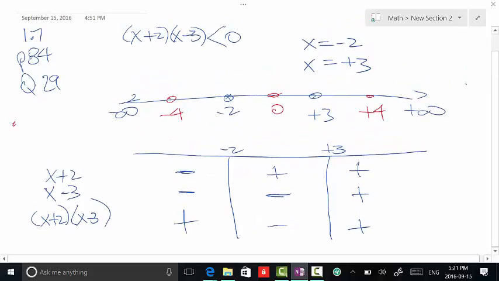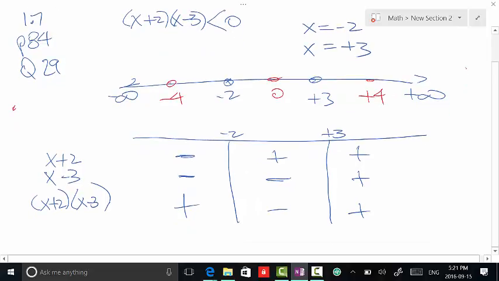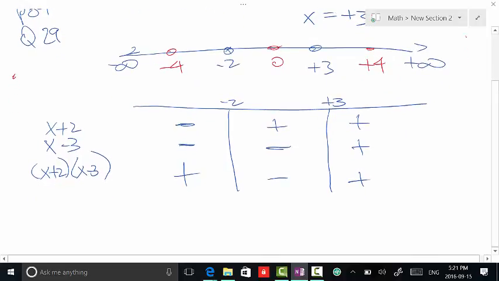I can interpret my nonlinear inequality now in this fashion. What regions will the nonlinear inequality be true for? In other words, what regions will the product of x + 2 times x - 3 be less than 0? And the only region that will occur in is the region between -2 and positive 3. So I'm going to write my solution to this as all values of x such that -2 < x < 3.